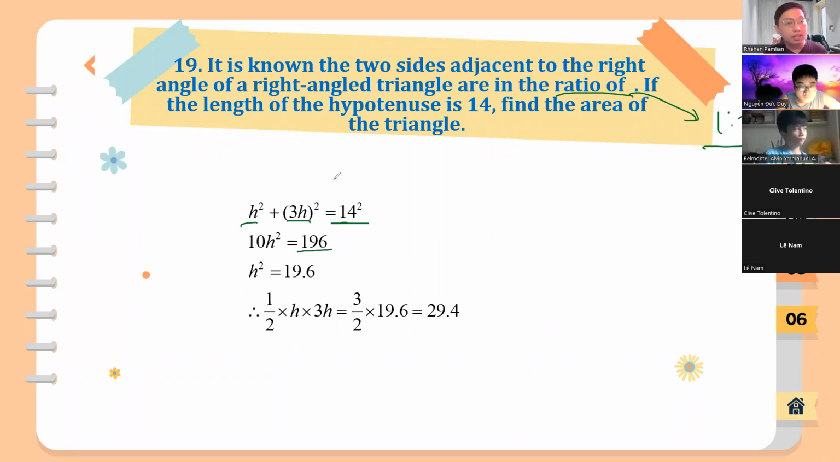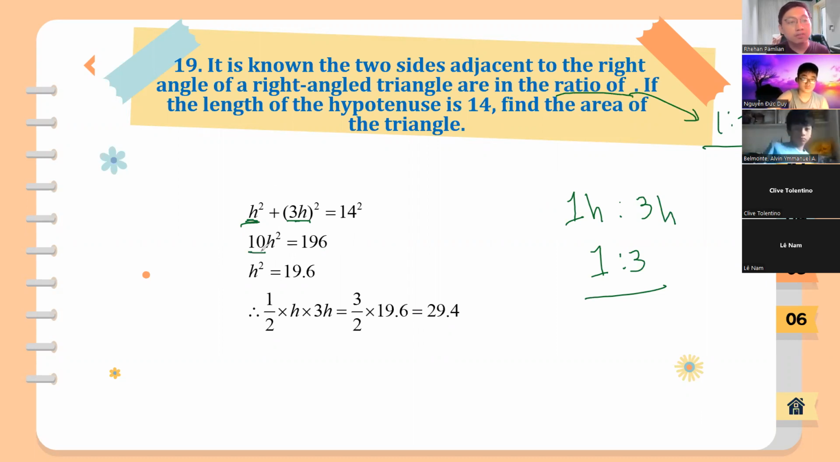Since it is a ratio, they should have a common factor. So that's going to be your h. H here is your common factor. So the ratio would be 1h is to 3h, correct? Basically, that's how we arrive at 1:3. So h squared plus the square of 3h would be equal to 14 squared. In short, 1 plus 9, 10. So you have 10h squared equal to 196. H squared is equal to 19.6.